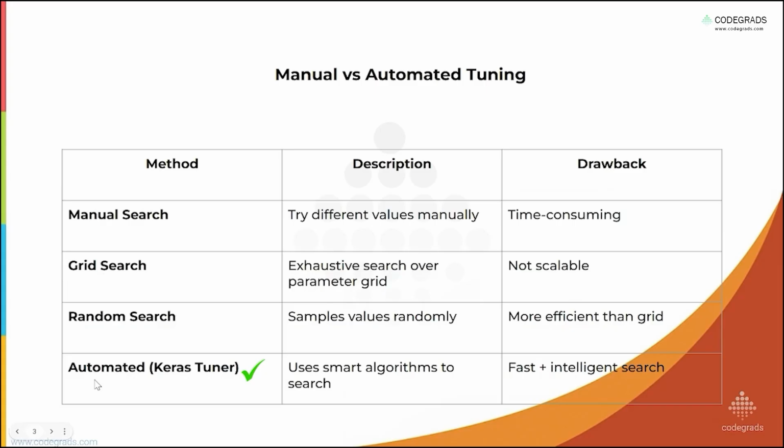Now, if we use the automated method, that is, using the Keras Tuner for neural networks specifically, it uses smart algorithms to search for the best hyperparameter values. It is fast plus an intelligent search, so it is generally preferred over all the other methods in the case of neural networks.